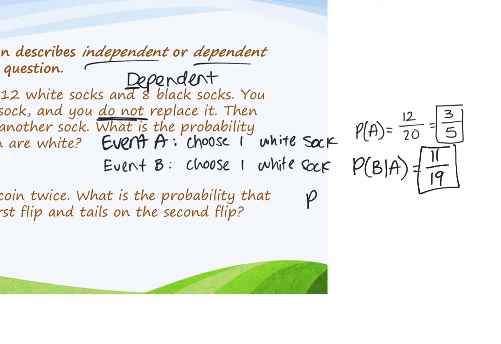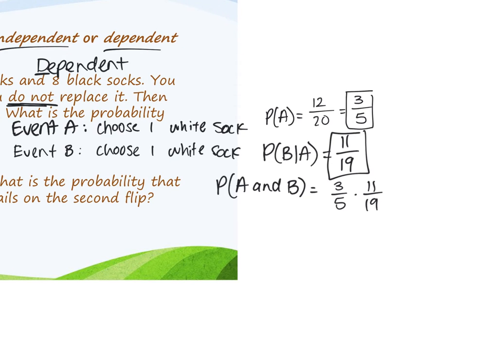So the probability of picking A and B is going to be equal to what? Christian? 33 over 95. Very good. We take 3 over 5 and we multiply it by 11 over 19. And you said it's 33 over what? 95.